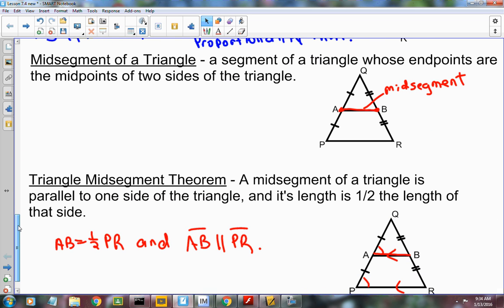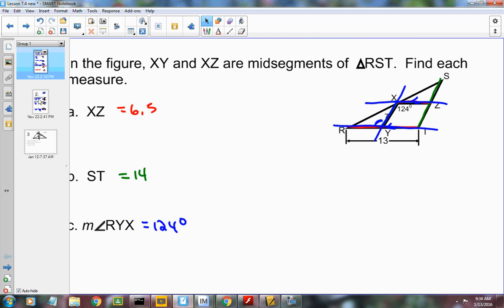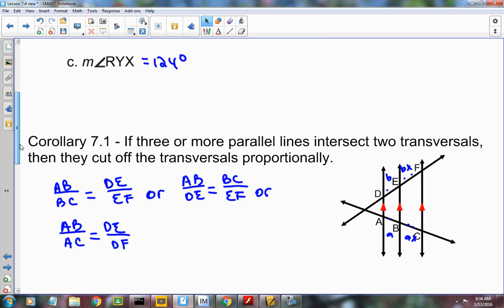Let's see. We talked about a mid-segment, okay? A mid-segment connects the two midpoints of the sides of the triangle. And what is that mid-segment's relationship to the third side? It's half the length, right? And it's also parallel to it, right? So, it's half the length of the third side, and it's also parallel to the third side. Okay, we did some problems on that.